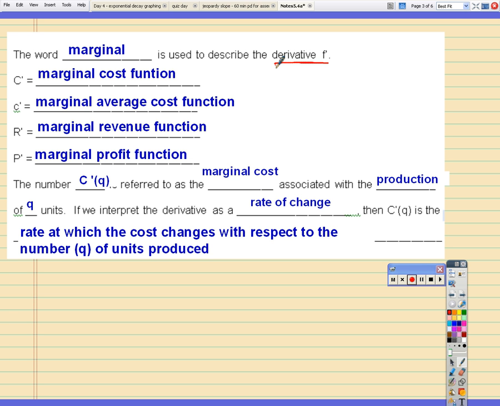So the derivative of the cost function is referred to as marginal cost, as we see above here. And it's associated with the production of Q units. If we think about the derivative as the rate of change, because derivative means slope, and slope is the rate of change, then the marginal cost, or the derivative of the cost, is the rate at which the cost changes with respect to the number of units that are produced.